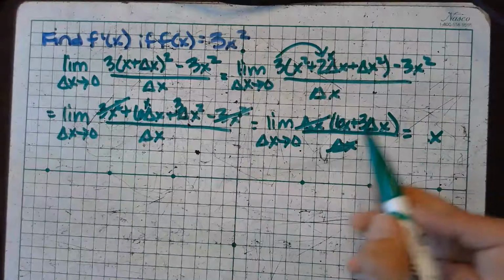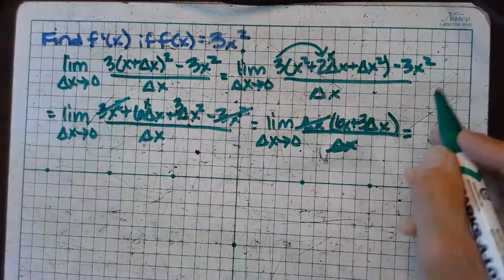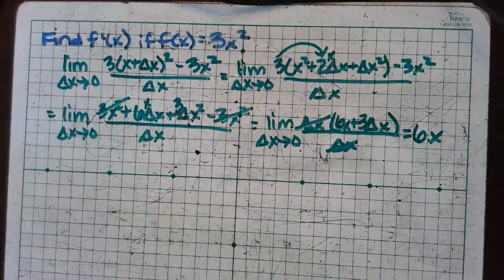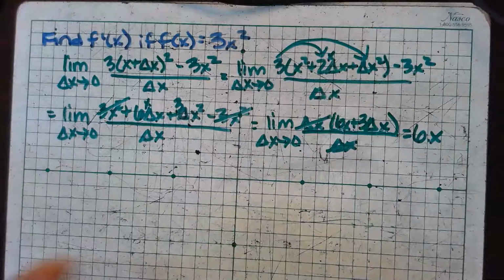So when I go back, this is really 6x plus 3 delta x, and here this part's going to go to 0, and we're going to be left with 6x. So be careful when you have to distribute. Don't forget.